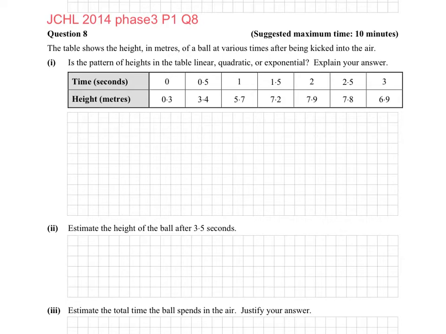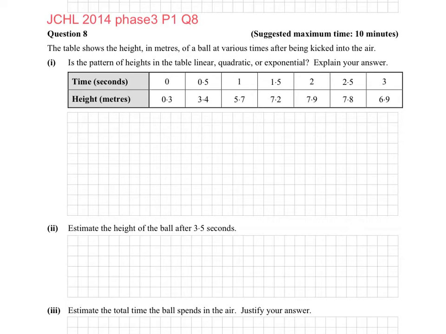Is it linear, i.e. going up by a constant each time? Quadratic, where its second level differences are constant? Or is it exponential, whereby it's nothing to do with differences, it's actually multiplying one term to get the next? Well, let's have a little look at what's going on.